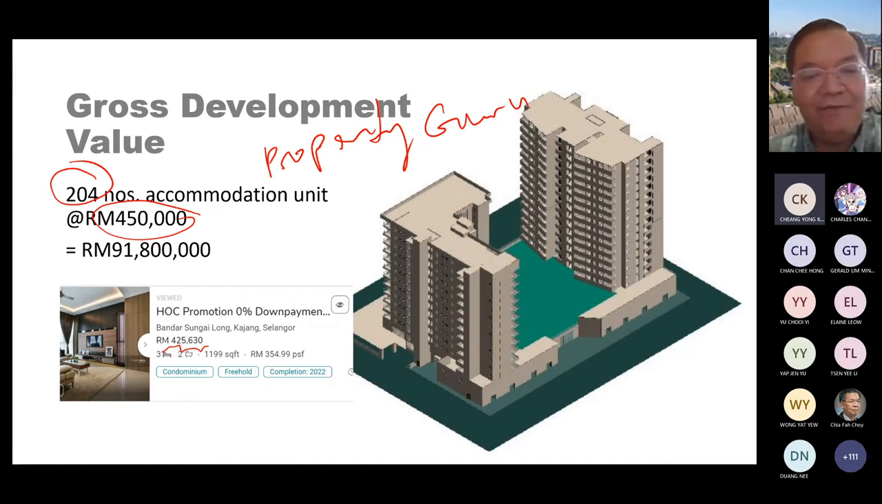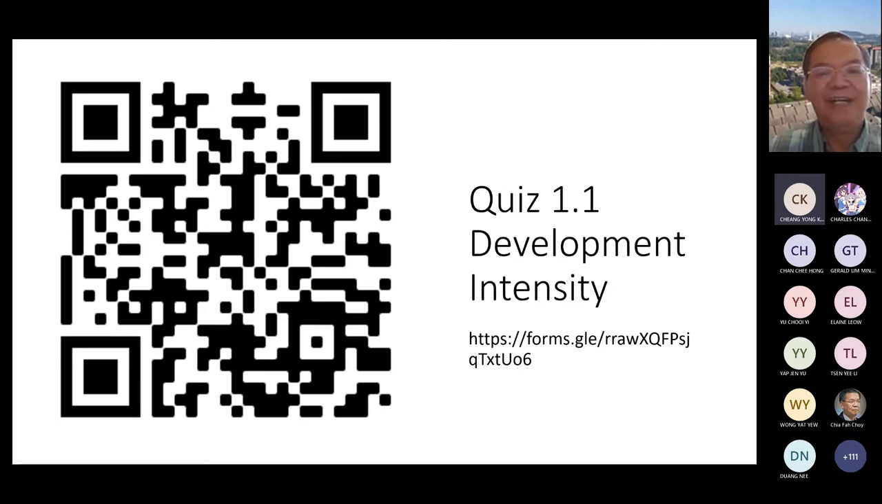And I fix it at 450,000 because my project is going to start launching probably in 1 year's time, so they might have a price increase. Also, I'm building a newer building, so I will incorporate more up-to-date facilities. So I think I can fetch a higher value at 450,000. So 204 multiplied by 450,000 per unit, for this project my GDV is 91,800 million.